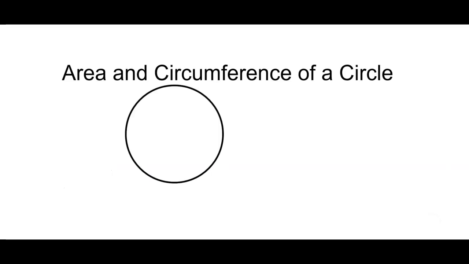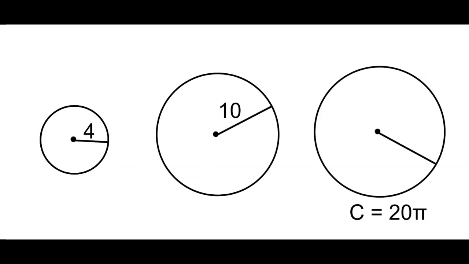Let's look at a few problems right here. Here are some circles. We'll go ahead and do all three of them. If we're looking at this one and want to know the circumference, circumference equals 2 times pi times the radius. The radius is 4, so 2 times pi times 4 equals the circumference. So 8 pi is the circumference.